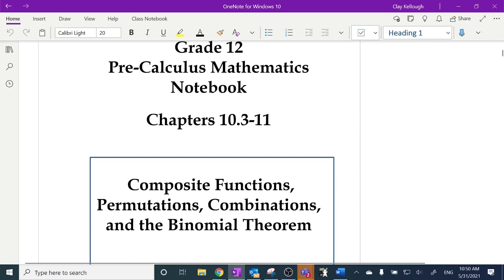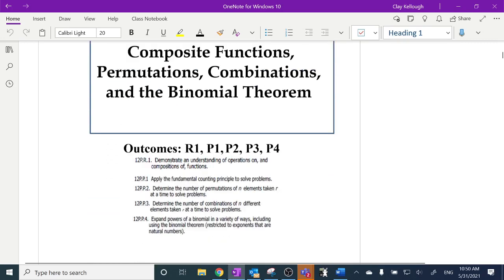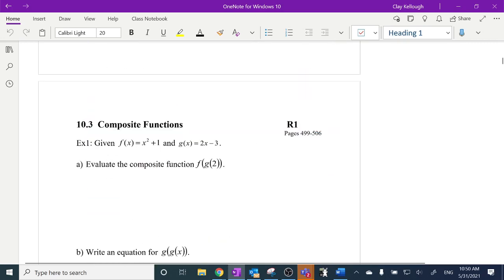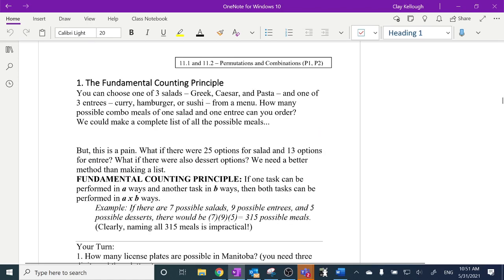Talking to my colleagues, they want to go right into chapter 11 first. So we're going to skip this first part of this booklet where we start with 10.3. We'll do it at the end if we have time, which I think we should. So we're actually going to start here on 11.1 and 11.2, which is kind of rolled into one lesson. We may not finish it today. We'll start it today. We'll finish it tomorrow, called the Fundamental Counting Principle.